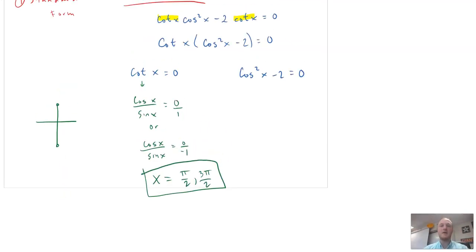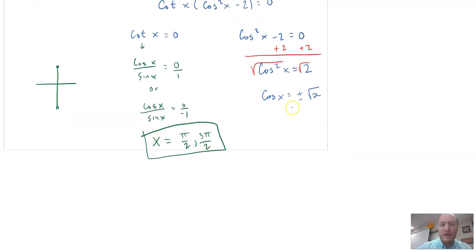Let's go ahead and check out cosine squared minus 2. So I'm going to go ahead and solve this, and I'll add 2 to both sides. There go the lights again. Okay, so cosine squared of x is equal to 2, and I'll take the square root of each side, meaning that cosine of x is equal to plus or minus square root of 2.